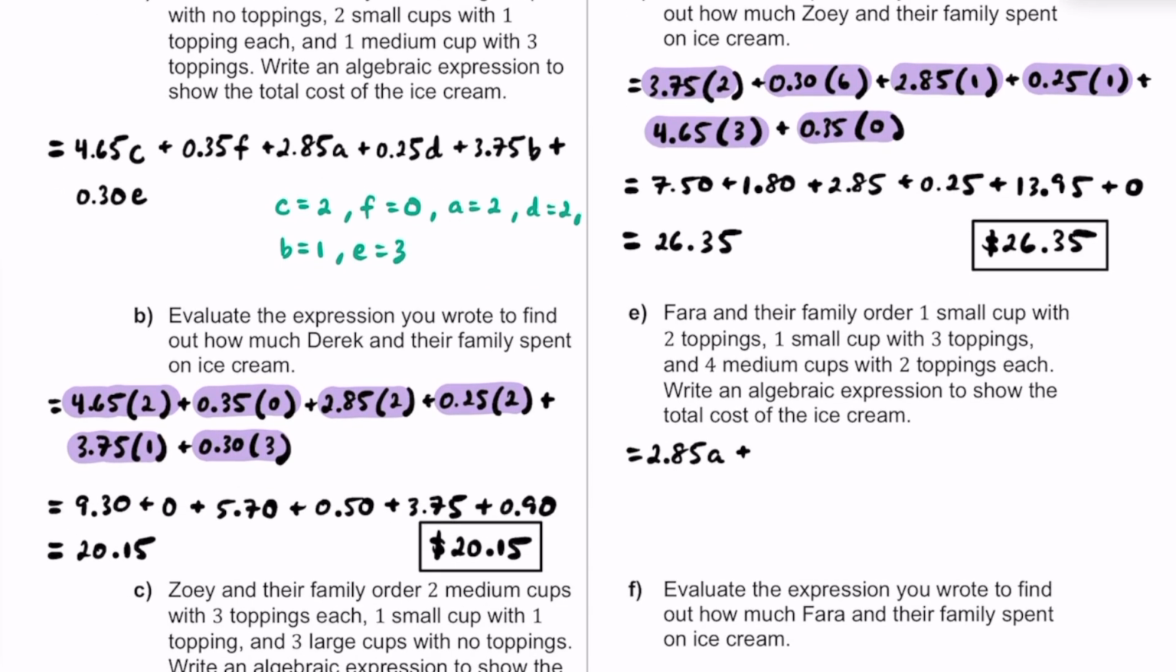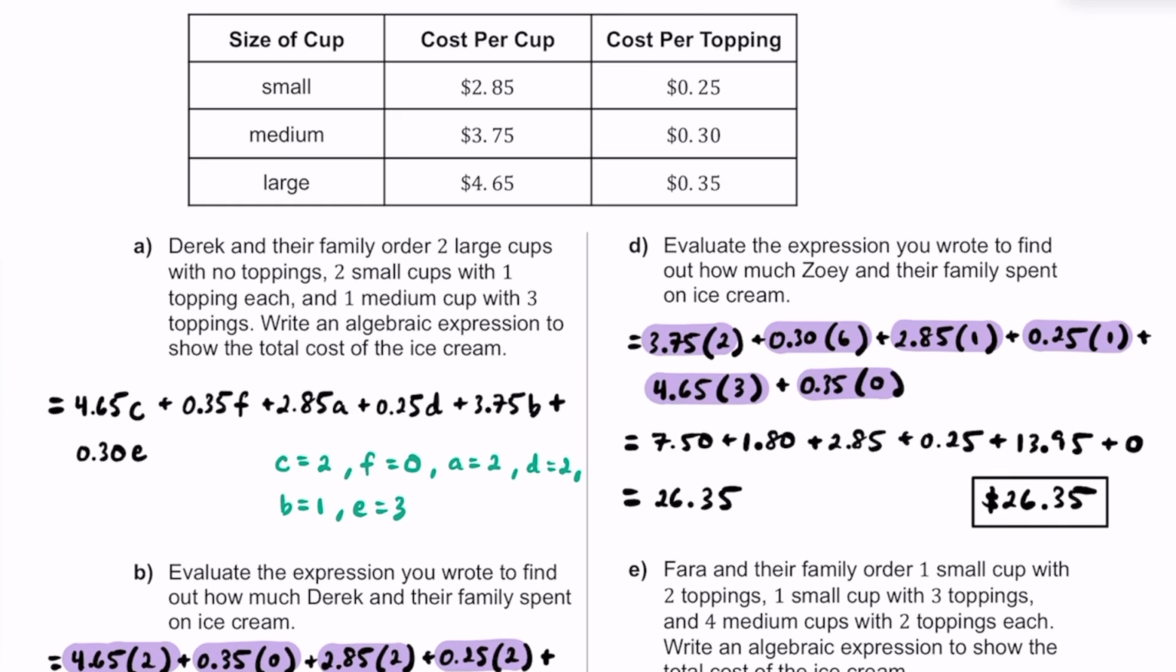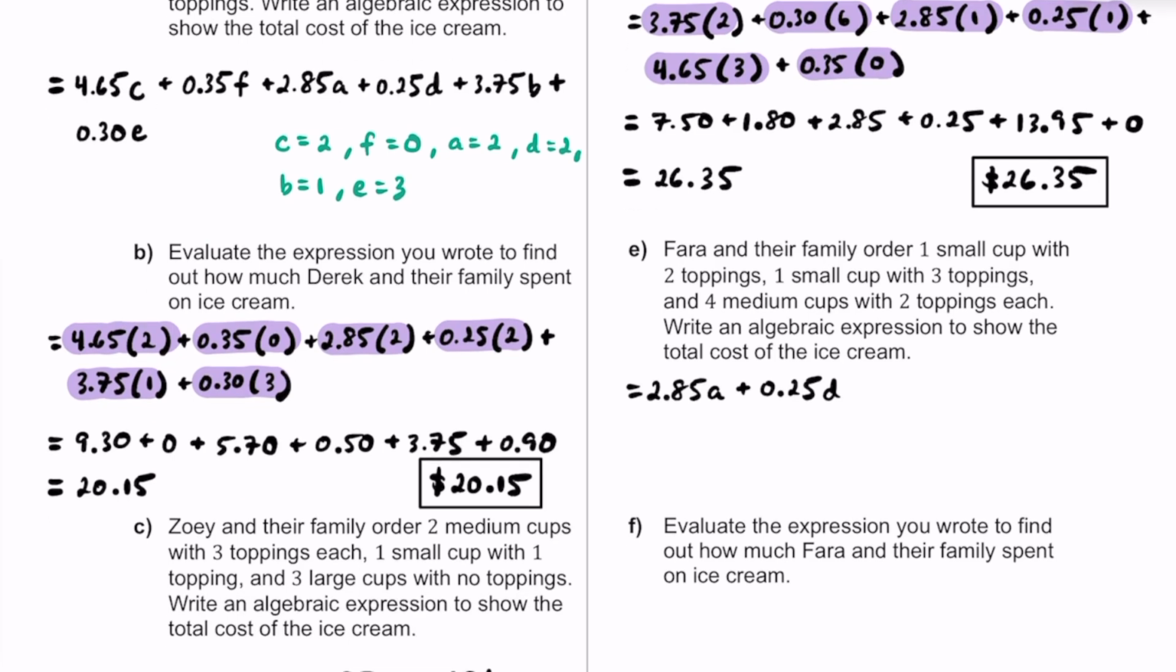So what's the variable we're going to use? Well, it's 25 cents for each of the small toppings. I think we said for small toppings that was going to be the letter D, but feel free to look up for that as well. And then we also have 4 medium cups with 2 toppings each. So 4 medium cups, so it's going to be $3.75 each. So let's go ahead and write plus $3.75 for each of those medium cups.